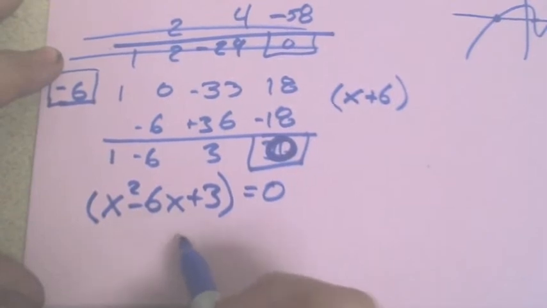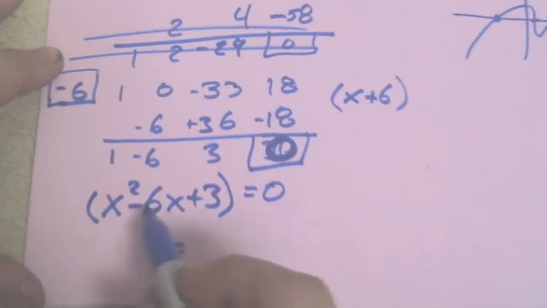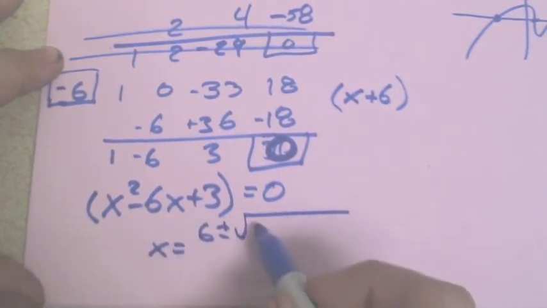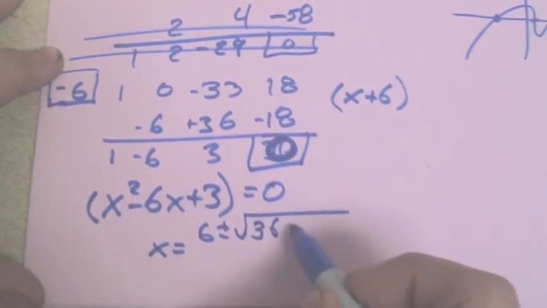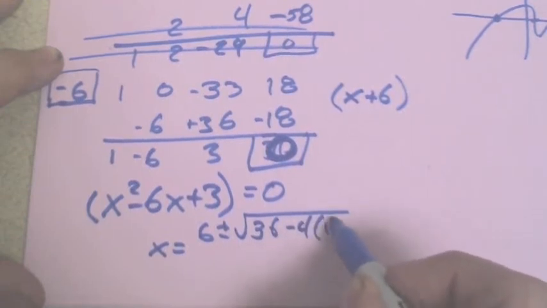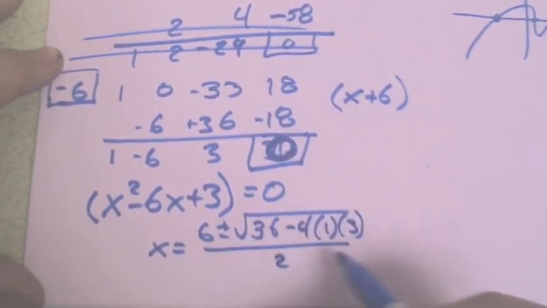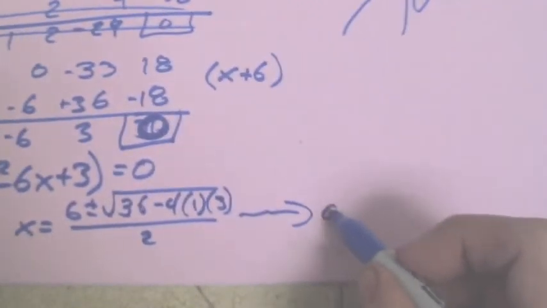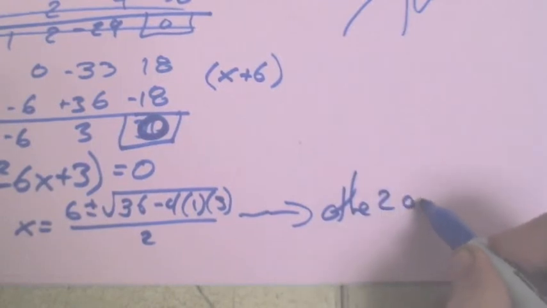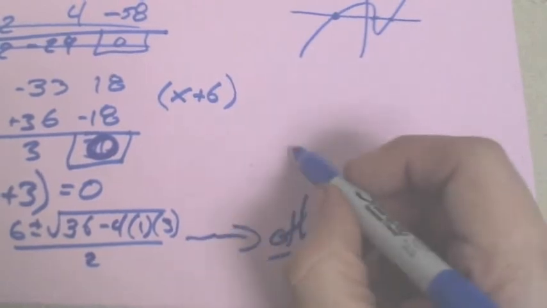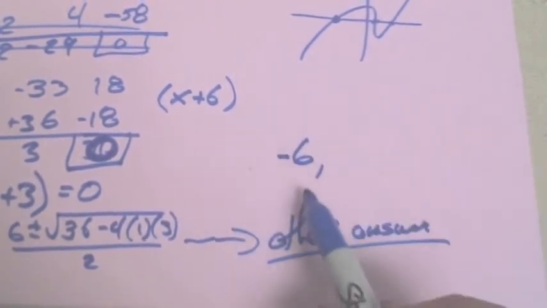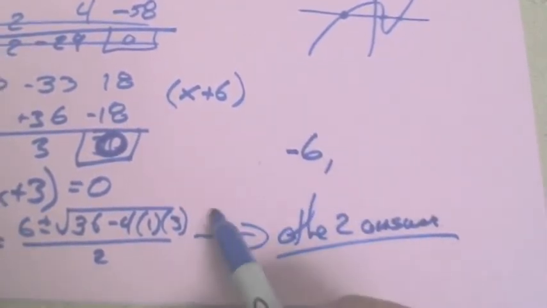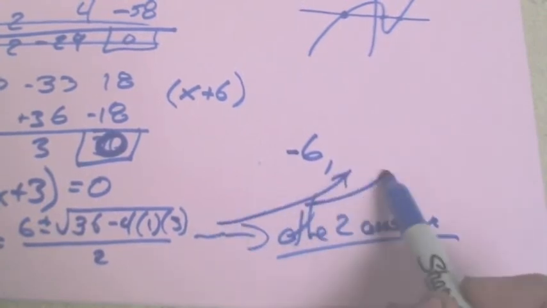So it might take a little bit of quadratic formula. So negative 6 plus or minus the square root of negative 6 squared minus 4 times 1 times 3 all over 2. And clean this up to get your other two answers. And again, I'm going to assume that you guys can do that. So you're going to have negative 6 as one of your solutions. And your other two solutions are going to come from the quadratic formula.